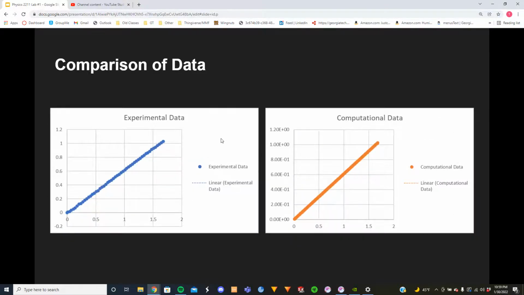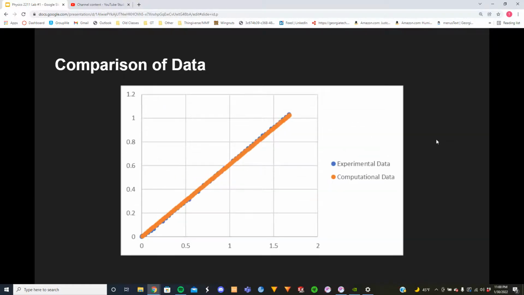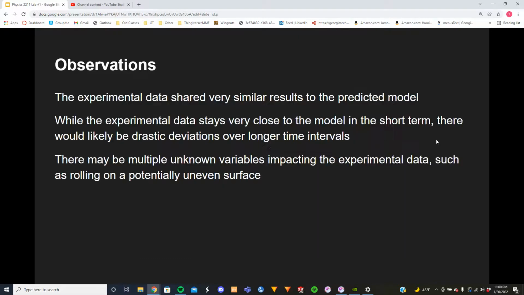On the left, you have the graph for the experimental data, and on the right is the computational data. And when you place these two graphs on top of each other, you can see that the results are very similar, with a little bit of skew in the experimental data. Now, while the data stays very close to each other, there would likely be more drastic deviations over long time intervals as opposed to the 1.6 seconds used in the experiment. This is because there may be multiple unknown variables impacting the experimental data, such as rolling on a potentially uneven surface, or frame rate in the video, etc., etc.